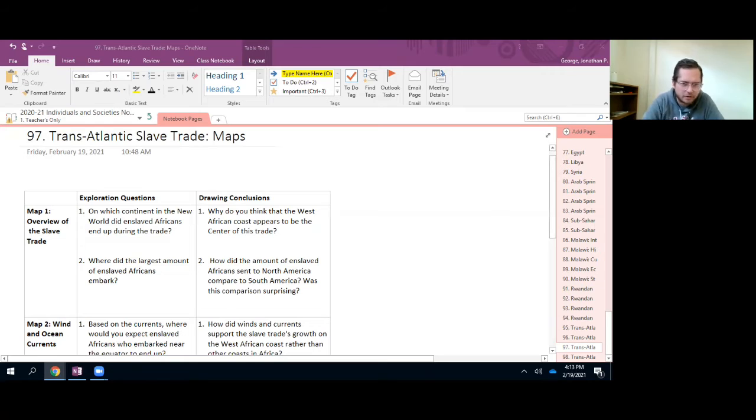Now, if I'm looking at that first question, it makes me think that there should be only one continent, but I would include two. There are two continents. So I would say, on which two continents in the New World did the enslaved Africans end up during the trade? Let's look at this map and determine that here.